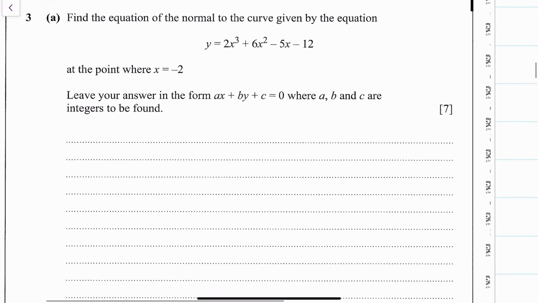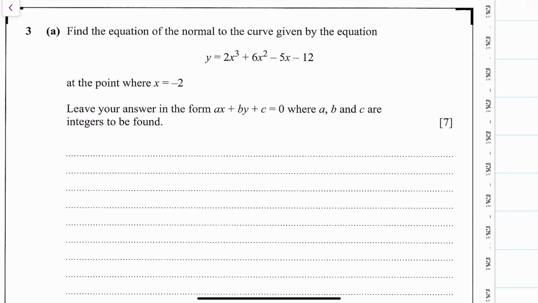Next one, lovely question. Right, this is basically a GCSE further mathematics question. It says find the equation of the normal to the curve given by the equation y equals 2x cubed plus 6x squared minus 5x minus 12 at the point x equals minus 2. First of all, let's do our dy by dx, the gradient function. If you differentiate that, you're going to get 6x squared plus 12x minus 5.